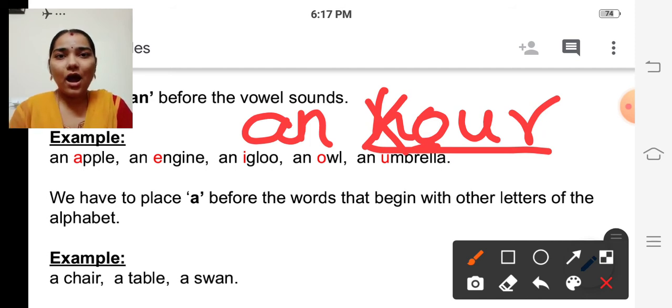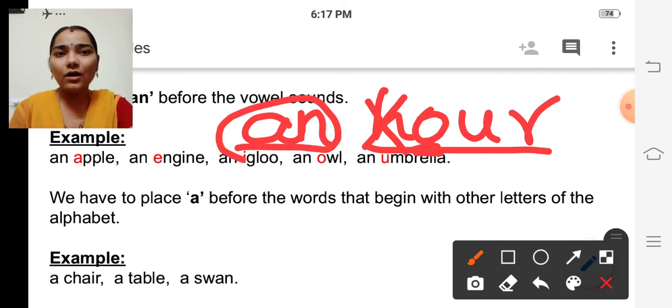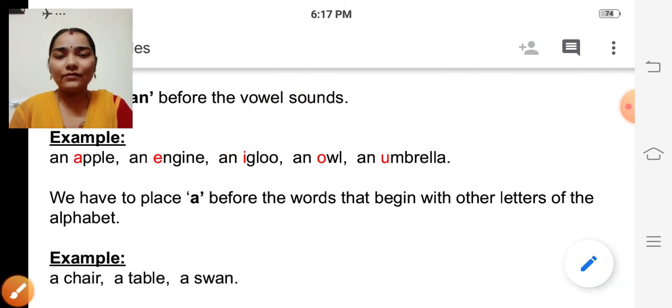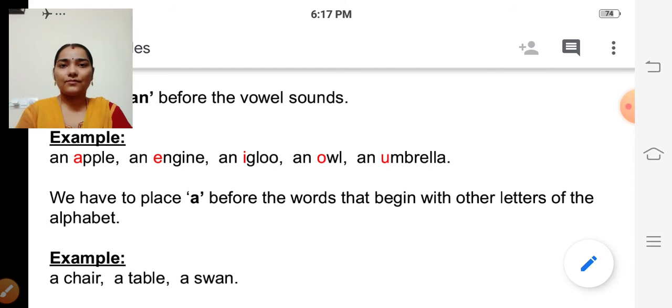Hour starts with the vowel sound ow, so we place an before the word hour. Like that we place the article an before words starting with vowels and vowel sounds. Is it clear, children? Yes.